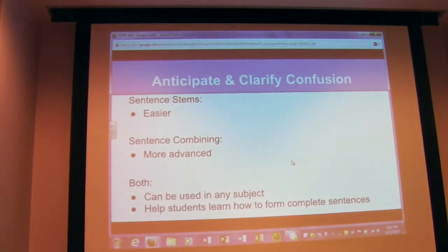Now we're going to anticipate and clarify some confusion. You might have some confusion between sentence stems and sentence combining. Here are the differences. Sentence stems are easier. Sentence stems happen and are used in the earlier stages of second language acquisition. Sentence combining is more advanced. Sentence combining happens and is used in the later stages of second language acquisition. Both sentence stems and sentence combining can be used in any subject. Both help students learn how to form complete sentences.